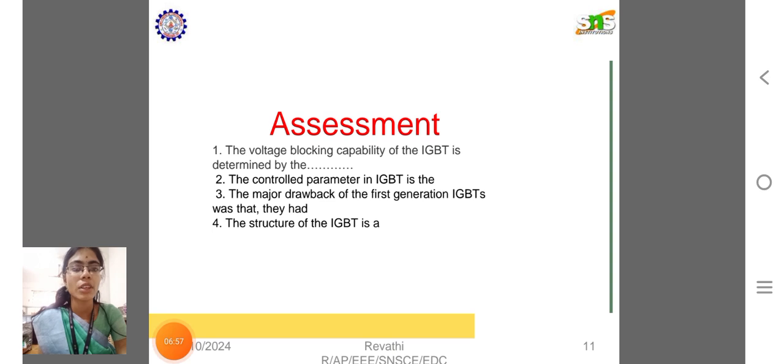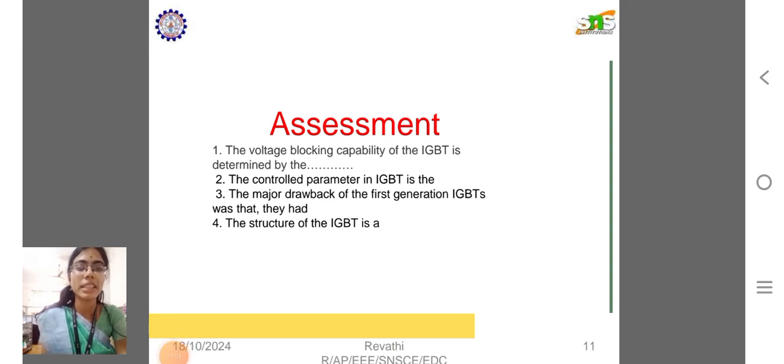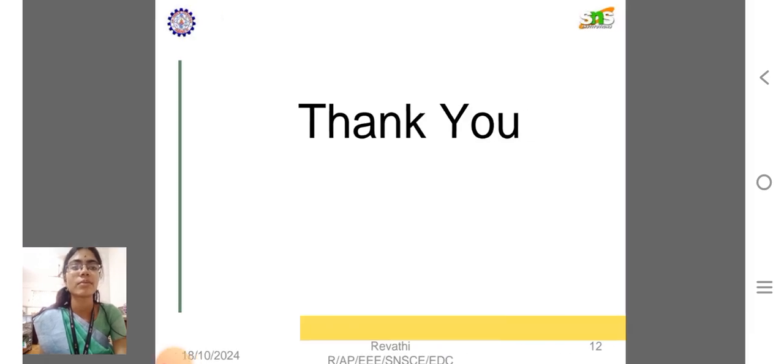Assessment. The voltage blocking capability of the IGBT is determined by a controlled parameter. In IGBT, the major drawback of the first generation IGBT was the structure of the IGBT.